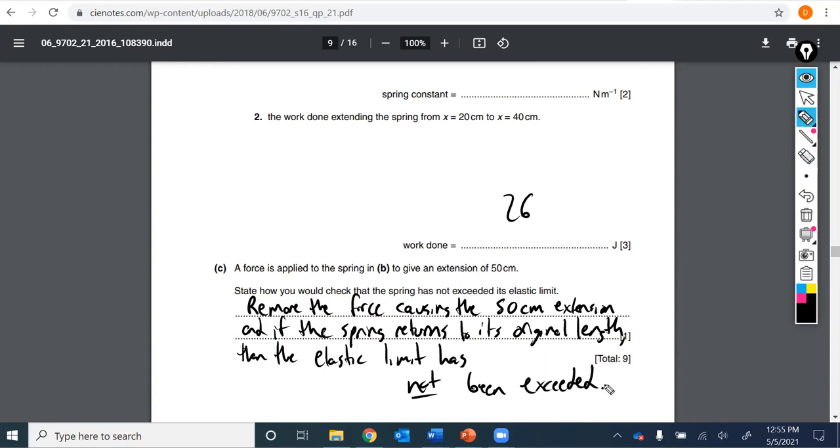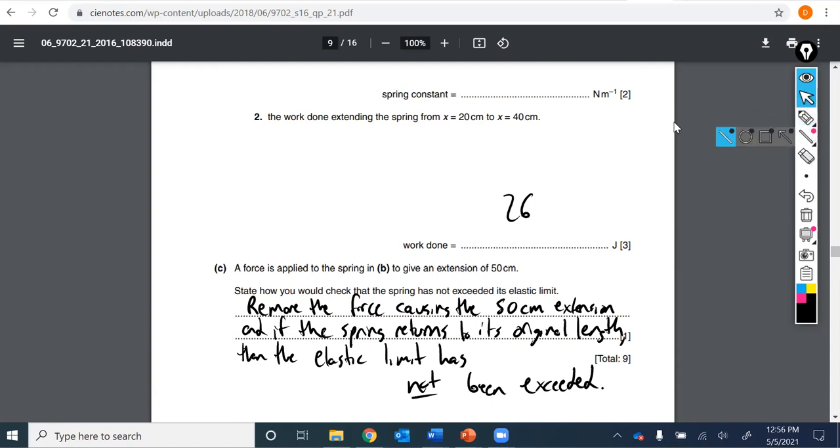So we only exceed it if it doesn't return to its original shape. It's like we've overwhelmed the integrity of the spring, we've stretched it out too much, and now it'll never be the same spring again. Demonstrating that in class always requires me to sacrifice a spring. So there's a whole spring graveyard to demonstrate how we can indeed exceed the elastic limit for springs. Those springs will never be the same again. They don't return back to their original shape.